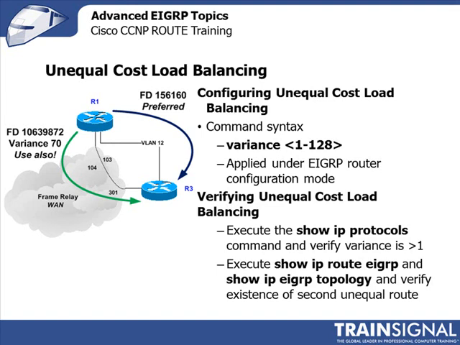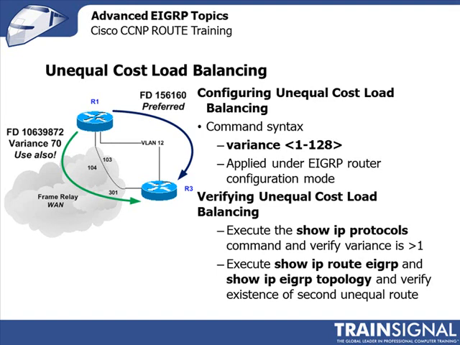You go under EIGRP router configuration mode, and you enter the command variance, and then an integer between 1 and 128 to designate the difference, the multiplier value, to allow the larger metric to be considered another available route. So how do you verify it once you've configured it?